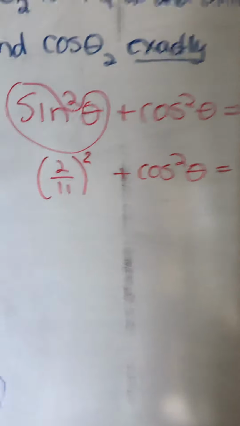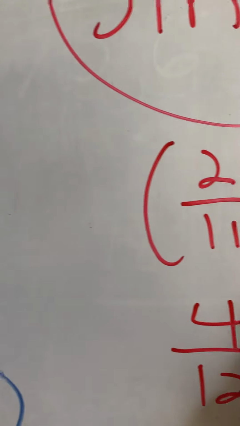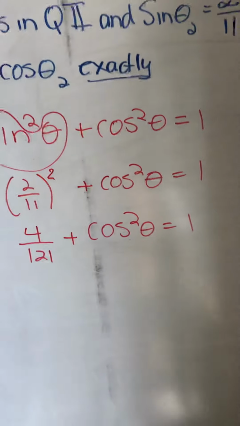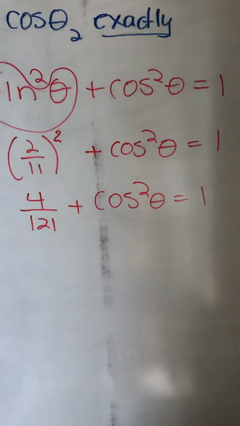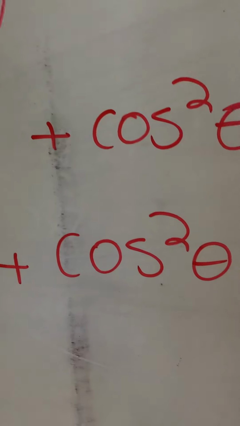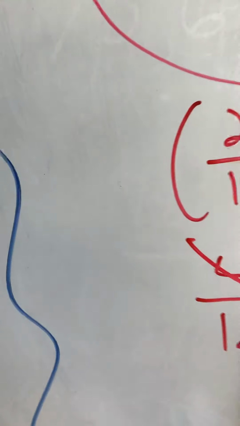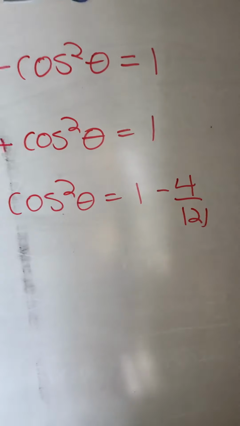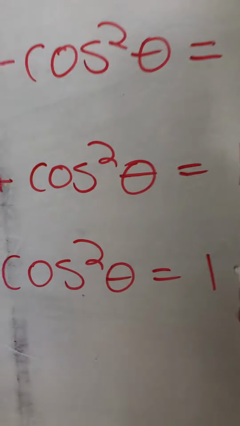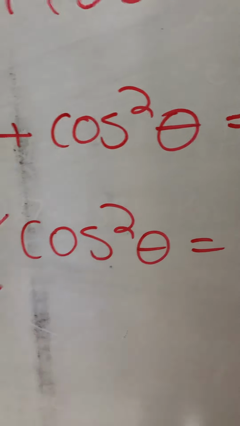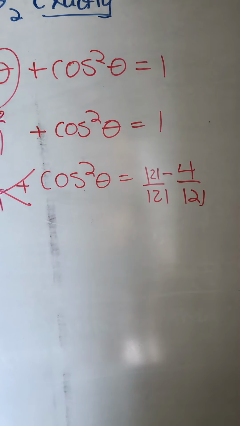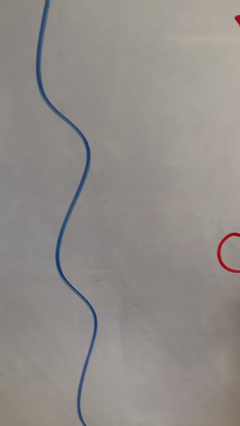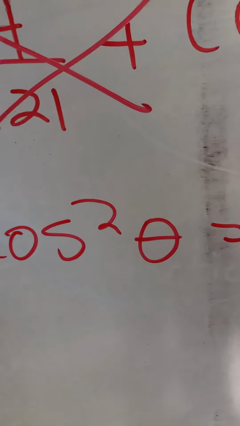Let's first square. 4 over 121 plus cosine squared of theta equals 1. There we go. Let's get cosine squared alone by subtracting 4 over 121 from both sides. There we go. Let's do a little math. Let's call this 1 minus 4 over 121. Let's make that 121 over 121. Hey, that's still 1, right? And then let's subtract. So that would make cosine squared 117 over 121.